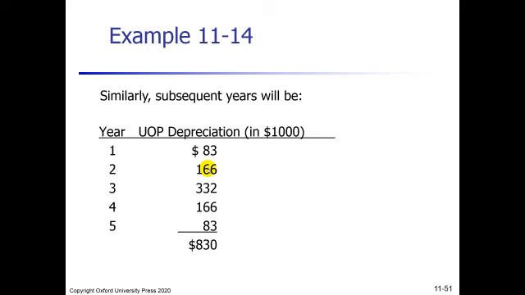Similarly, if you apply that to all of the other years, in the second year you saw twice that, so you get a $166,000 deduction. In the third year it was twice that much, so you get $332,000, and then it wanes back in year 4 and 5 to familiar numbers that we saw in the first couple of years. All total, our unit of production depreciation does depreciate $830,000, so that does get you down to the $70,000 salvage value that you expect.